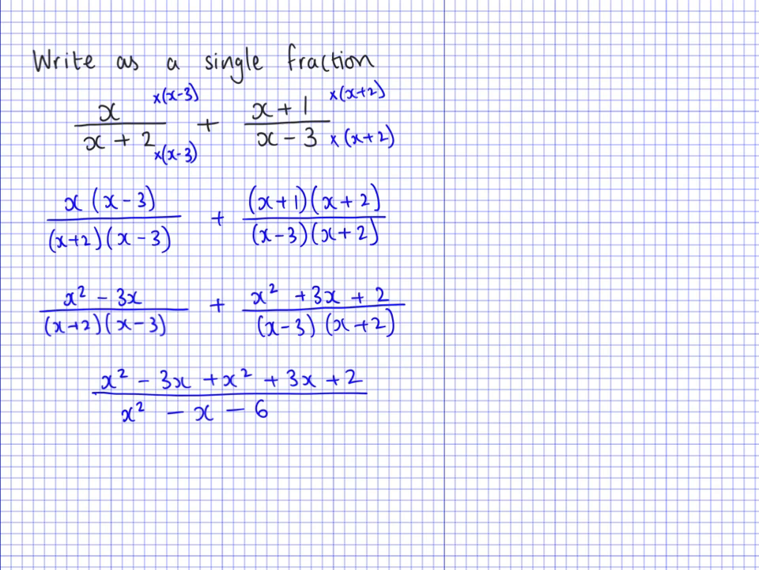I can simplify the top, and that'll be it. So I have x squared, and I have x squared. That's 2x squared. I have negative 3x and plus 3x. That's nothing. And then I have a plus 2 here. And the bottom, I will have x squared, take away x, take away 6.